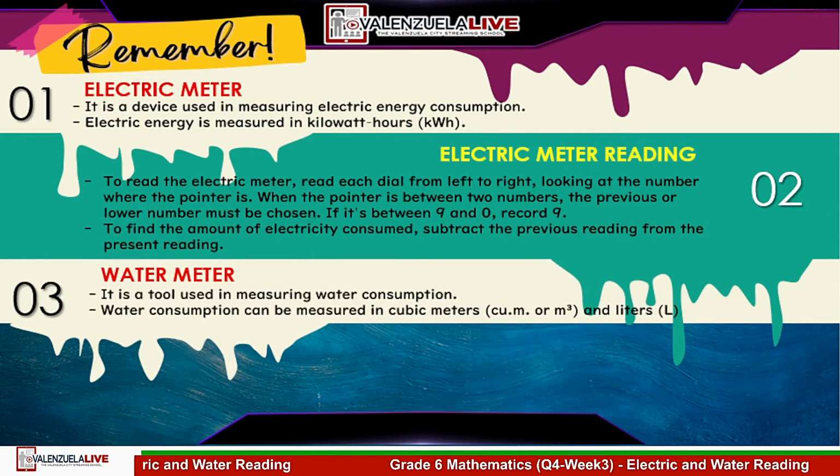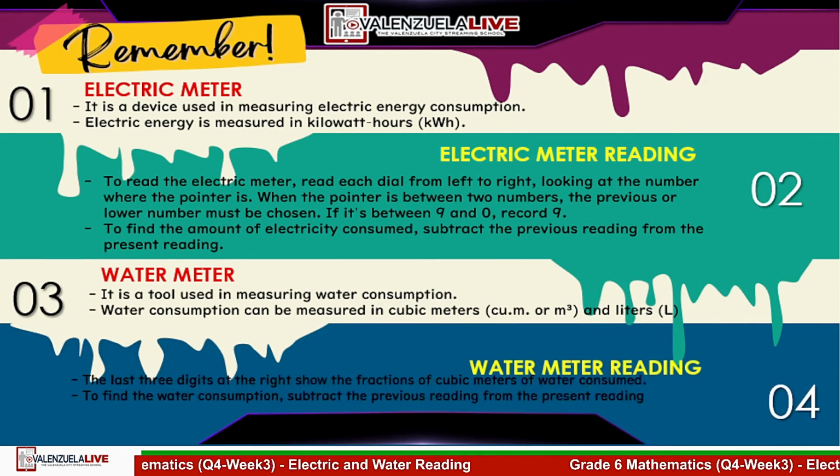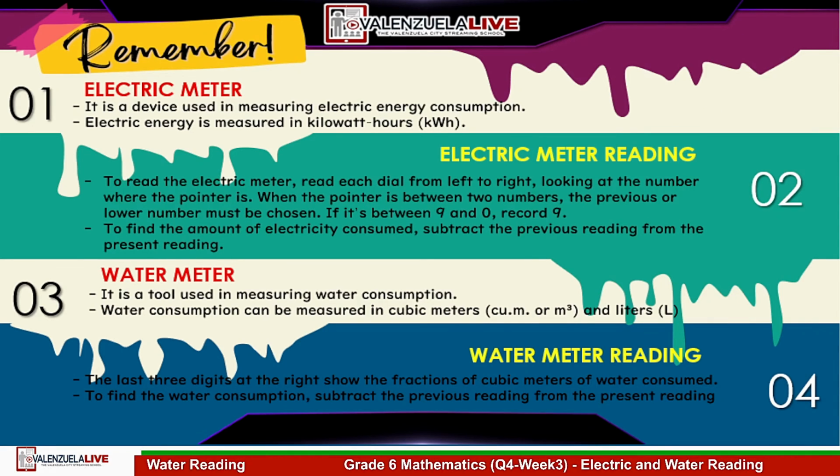Number 3. Water meter is a tool used in measuring water consumption, which can be measured in cubic meters and liters. For number 4, the last 3 digits on the right show the fractions of cubic meters of water consumed. To find the water consumption, subtract the previous reading from the present reading.